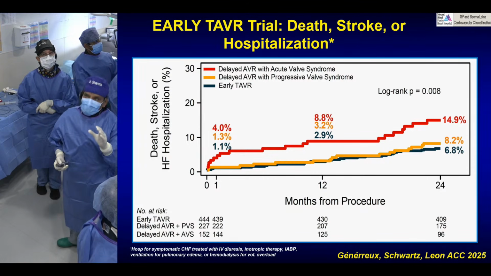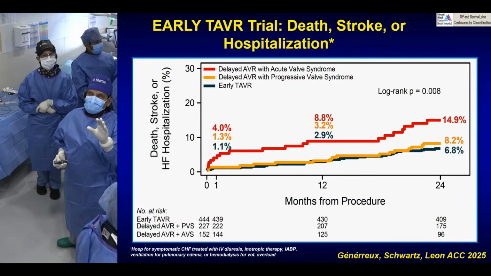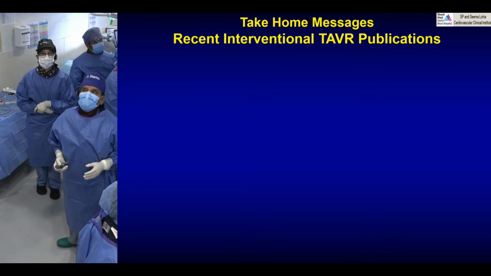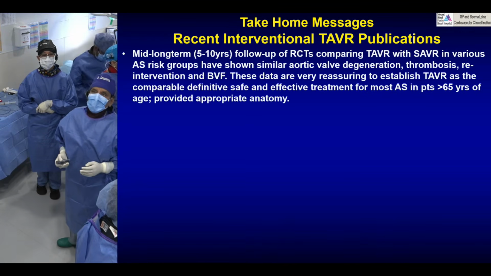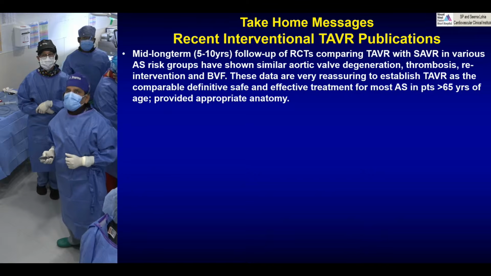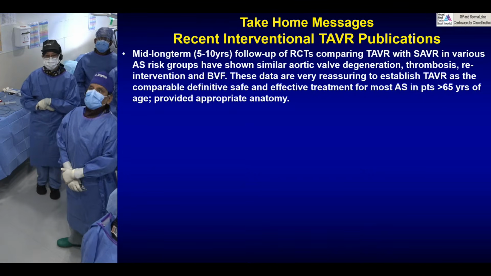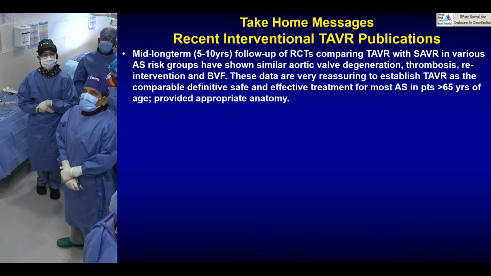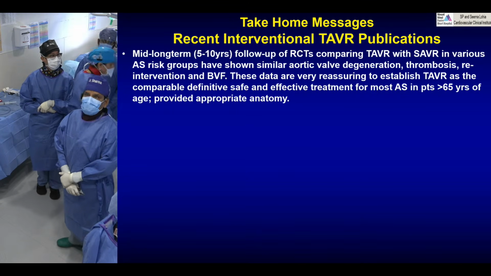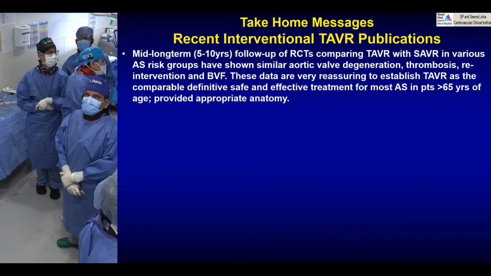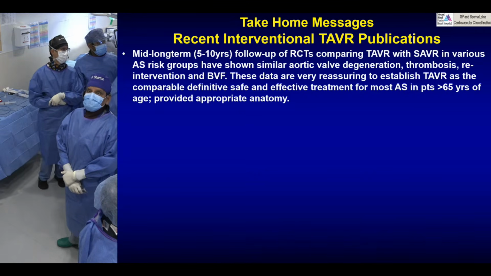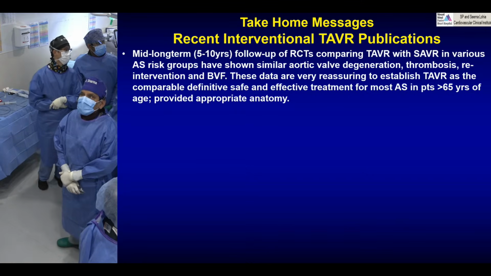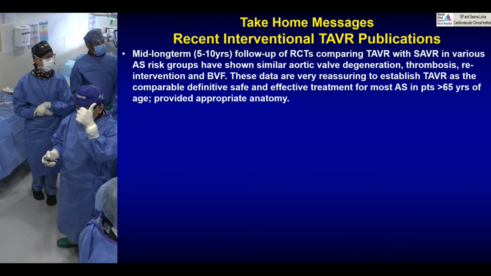So clearly, idea is, once you start patient severe aortic stenosis, the wait and watch policy does not help, better to replace it. So just to complete our take-home messages, one is the mid to long-term, actually 5 to 10 years is a long-term, follow randomized trials comparing TAVR with SAVR in various AS groups have shown similar aortic valve degeneration, thrombosis, reintervention, and bioprosthetic valve failure. These data are very reassuring to establish TAVR as the comparable, definitive, safe, and effective treatment for most AS in patient more than 65 years of age, provided there is appropriate anatomy.